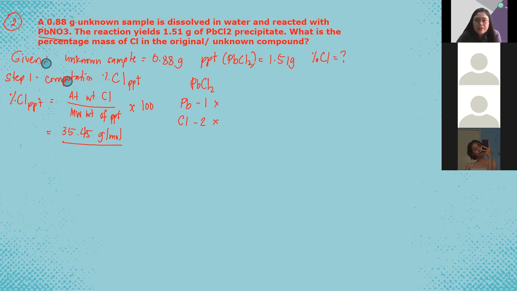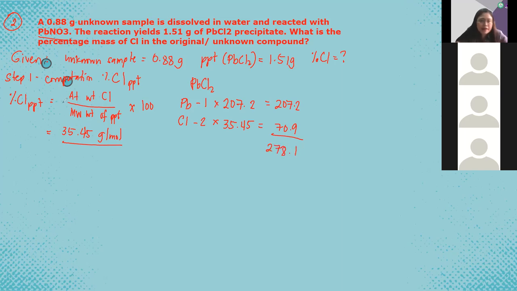Can you look at the atomic weight for lead? What is the atomic weight for lead? 207.2. And then this is 35.45. So, this is 207.2. This is 35.45 times 2 is 70.9. Let's add 207.2 plus 70.9 is 278.1. So this is 278.1 grams per mole times 100.